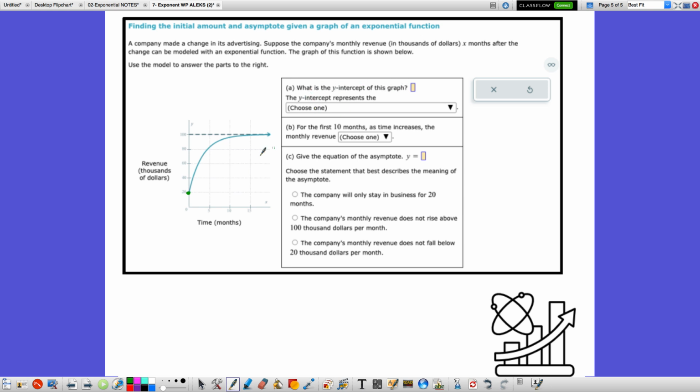So what is the y-intercept? The y-intercept is here at 20. What does it represent? It represents $20,000 for 0 months. For the first 10 months, as time increases, the monthly revenue is also increasing. So I can see here's 10 months. This graph is moving up, and it still moves up, but it's kind of just flattening out there. So it is increasing.